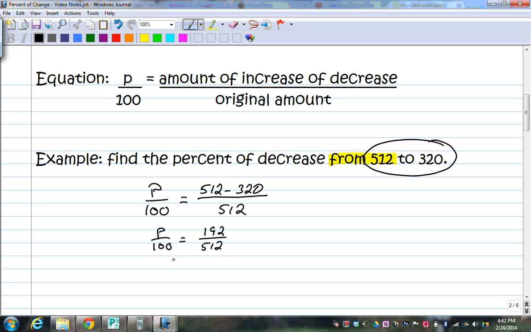That's over 512. Then I cross multiply and I get 512p right here. And then 100 times 192 gives me 19,200. Divide both sides by 512. And here I get P is equal to 37.5%. So it decreased 37.5%. Not too bad, right?